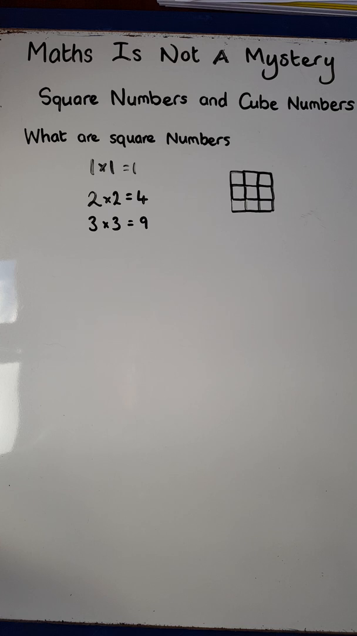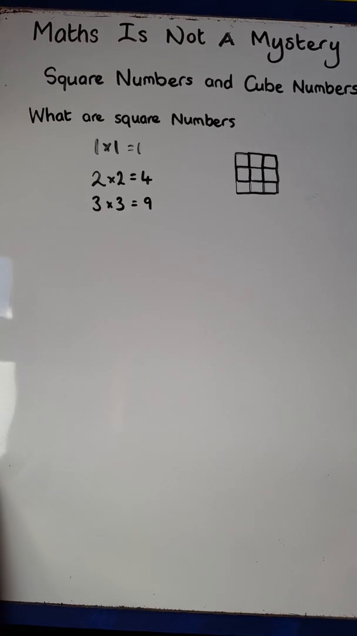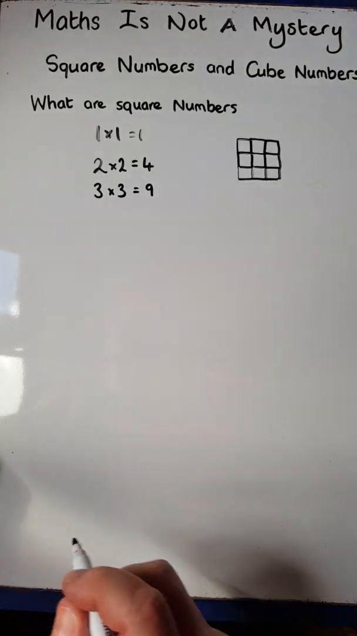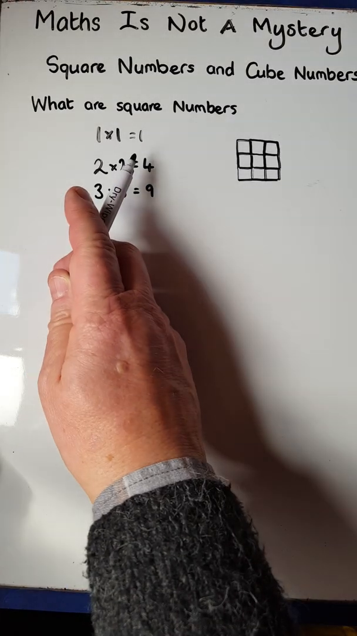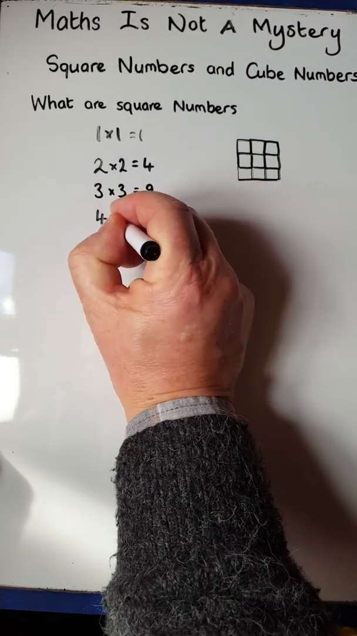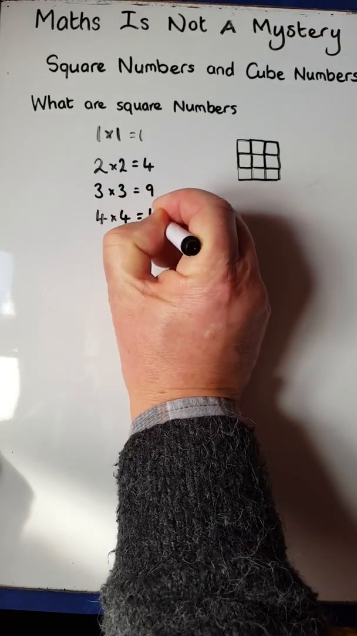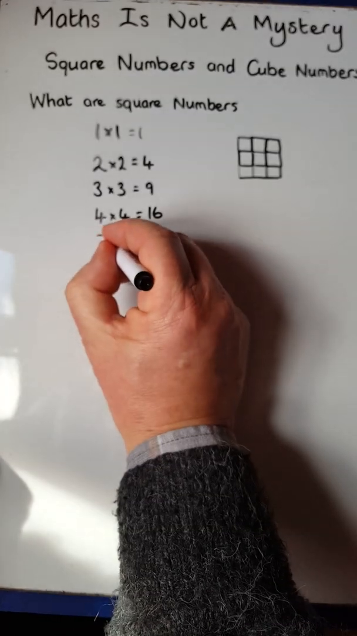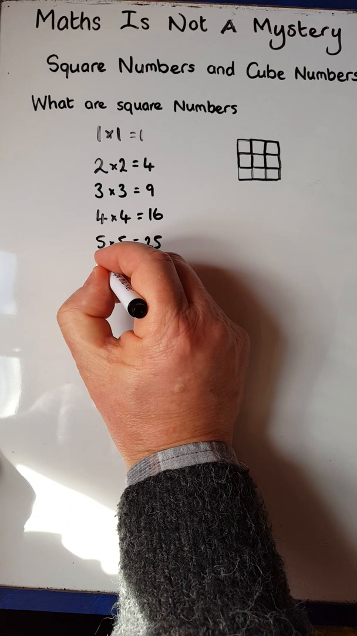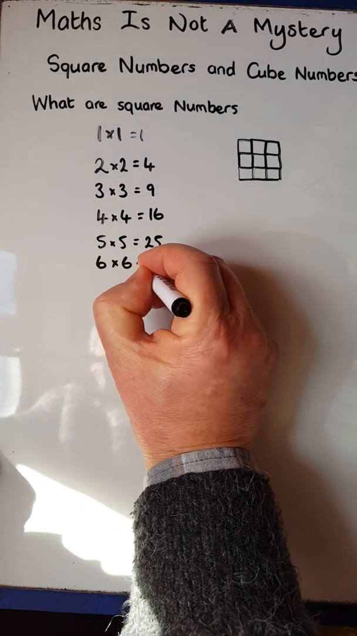Now you need to know all of the square numbers up to 15 times 15. You could be asked questions about any of those things in foundation stage. So let's take a look at what the answers are. We've already done 1 times 1 is 1, 2 2s are 4, 3 3s are 9. 4 4s for your next square number is 16. 5 5s are 25. 6 6s are 36.